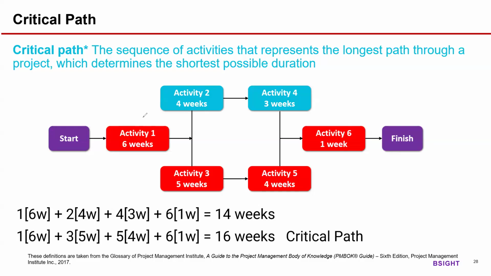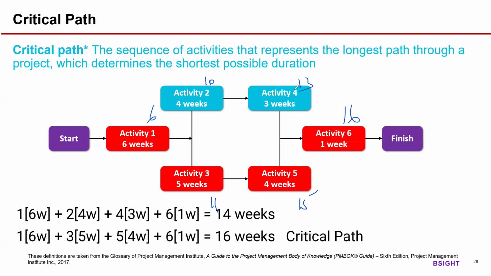For example, A will finish in 6 weeks, A plus B 11 weeks, 1 plus 3, 11 weeks, 1 plus 3 plus 5, 15 weeks, this is 16 weeks. Here it will be 6 plus 4, 10 weeks, and 10 plus 3, 13 weeks. Critical path will not have any float. Critical path always will have 0 float.